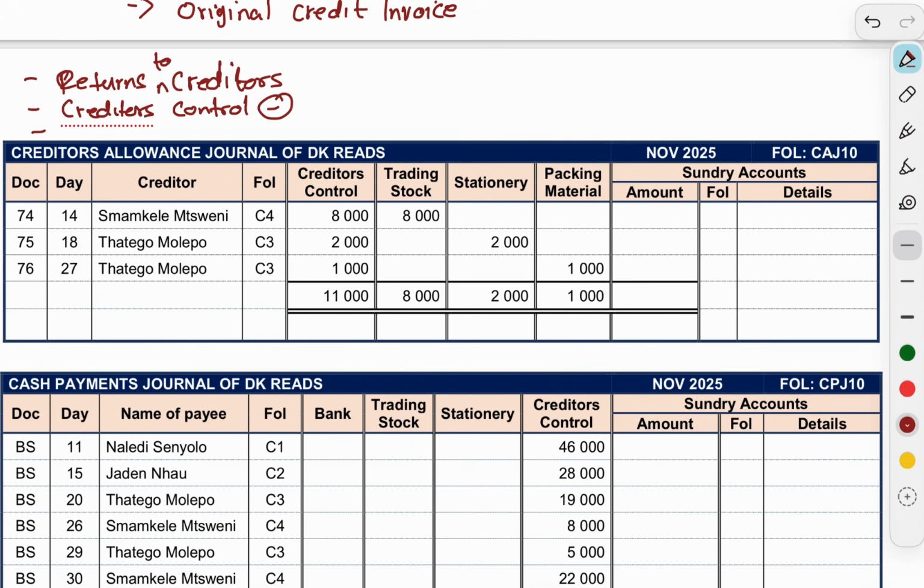And then the name of the source document: when you return to the creditor, you have to issue out a debit note. Since you are the one issuing it out, the business you are issuing it out to will get the original copy and you will keep the copy. It's called a duplicate debit note. So when you are returning goods or items back to the creditor, the goods or items will be accompanied by a debit note. Okay, very important.